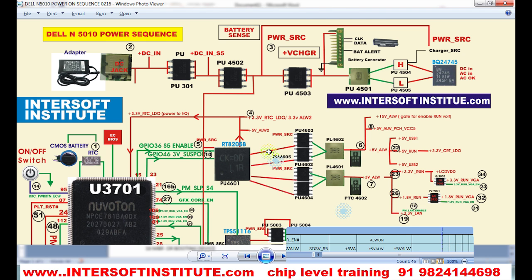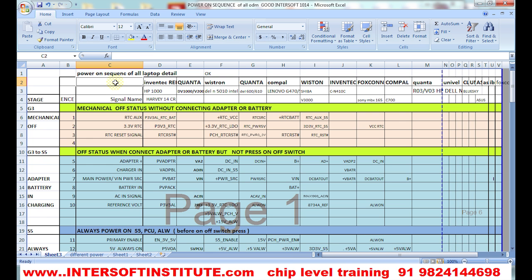Okay. Here we will see the different power on sequence XLS sheets. You can see the different stages. Different motherboards use different names in the power section. For example, the first one is RTC AUX; some write RTC VCC, RTC SA, RTC BAT. Different names are mentioned on the motherboard.